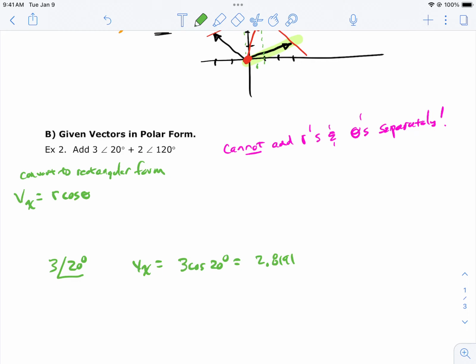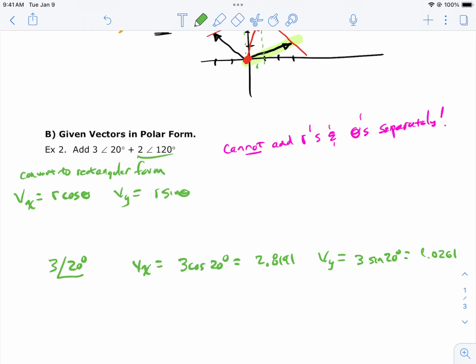You should too. And then the y component, the formula for the y component, maybe I'll put it up here too, is r sine theta. We were playing with these a couple lessons ago, I think. So r sine theta, the r is that 3 there and sine 20 degrees. 3 sine 20, bam! 1.0261. And that's what you do for that vector.